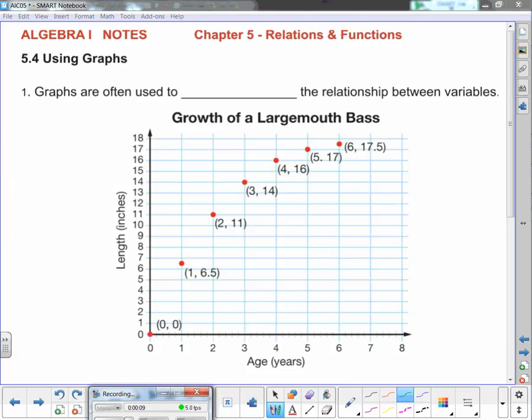Okay, so this is 5.4, using graphs. So we just reviewed all of that stuff, and now let's get to 5.4. Not going to give you homework over this section. If you were on Info Direct, you'll notice there's no homework tonight. I know you're excited.